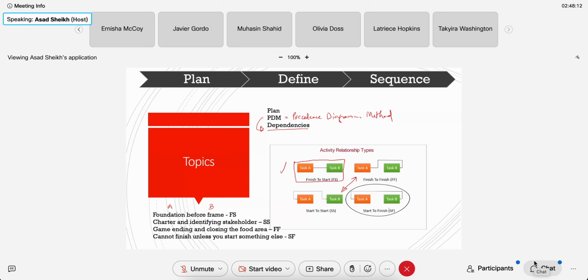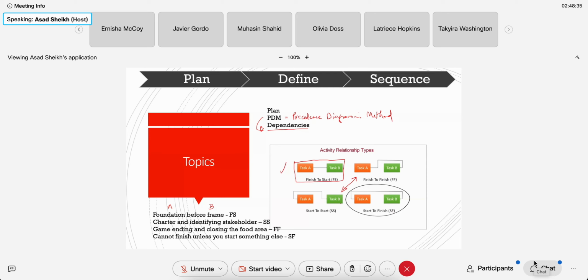And this one is where you start something, and you finish something, but this has to start before you finish B. A has to start. So depending on the particular situation in your schedule, you may use these three, but they're not used very often.